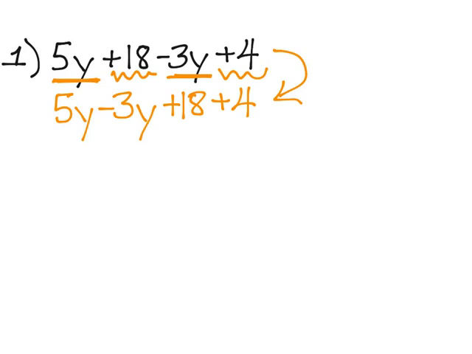Why could we do that? Well, by the commutative property, we are allowed to go ahead and change the order. Again, remember the CO: change the order of things that are happening.